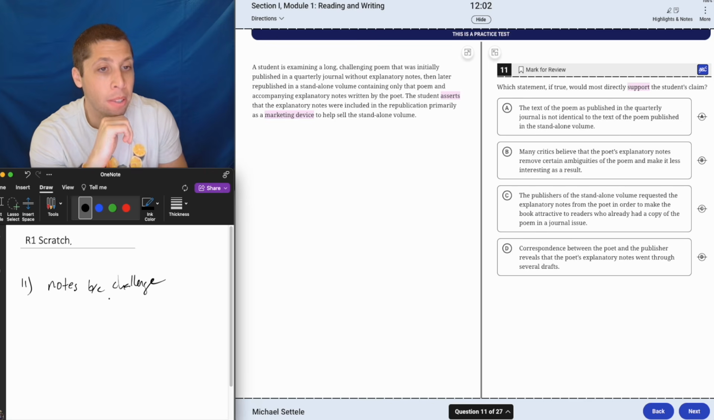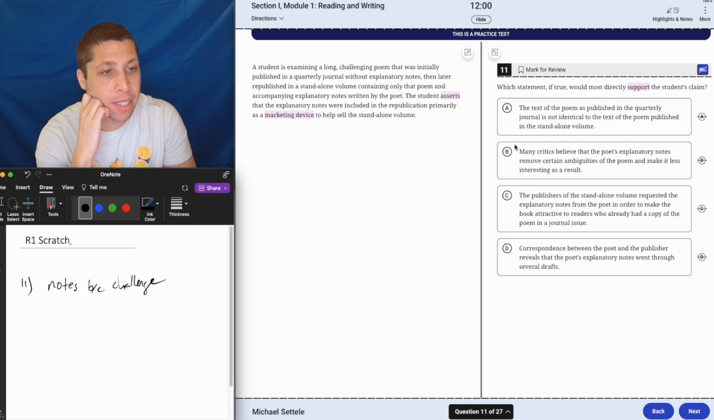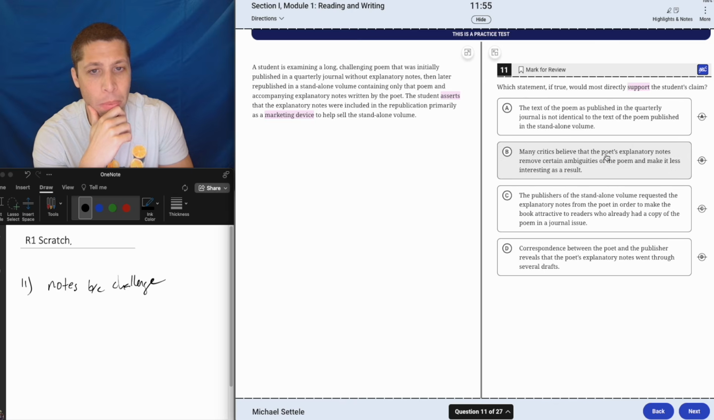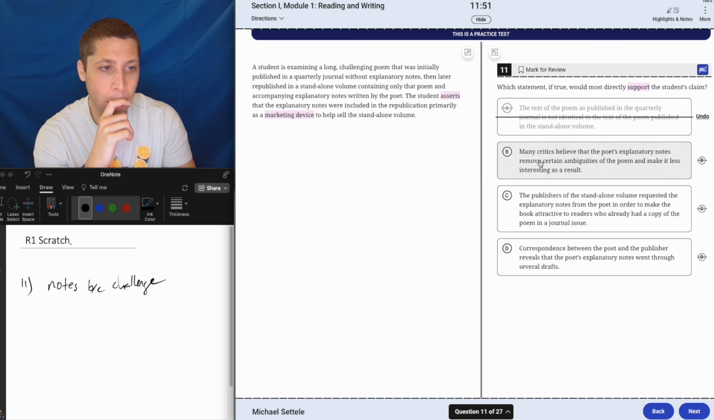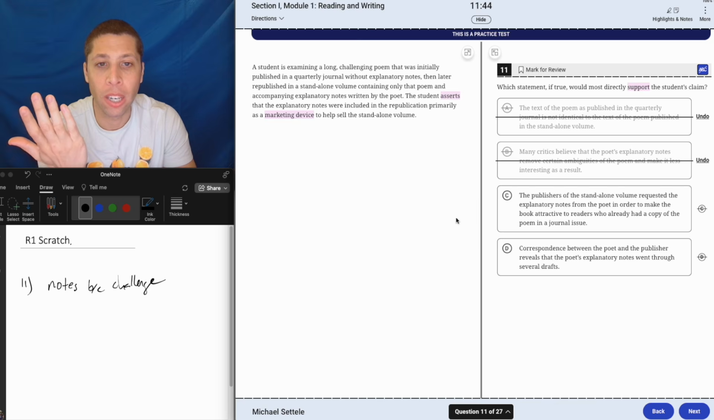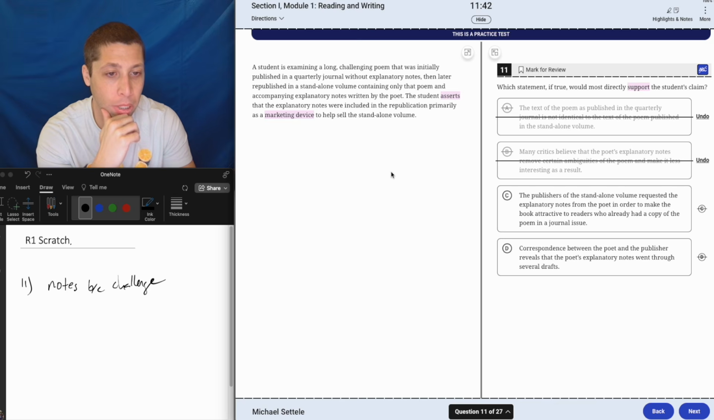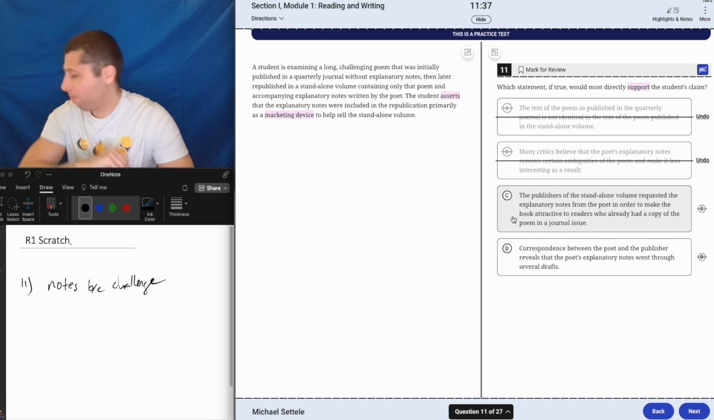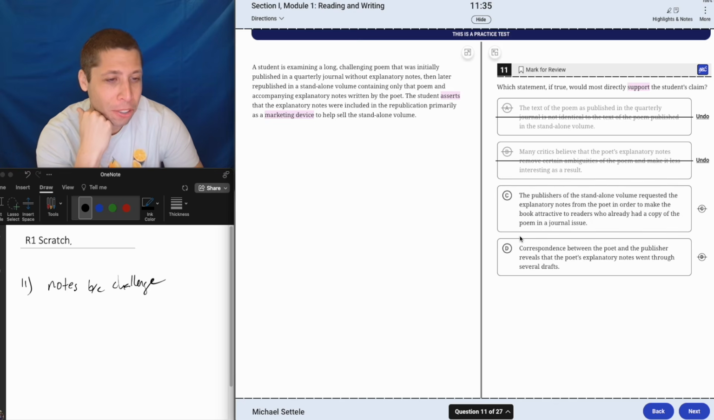Okay. The text of the poem published in the quarterly journal is not identical to the text of the poem published in the standalone. That has nothing to do with being a marketing device. Many critics believe that the poet's explanatory notes remove certain ambiguities of the poem, make it less interesting. No, if you're marketing something, you want to make it more interesting. So including the notes is good. The publishers of the standalone volume requested the explanatory notes from the poet in order to make the book attractive to readers who already had a copy of the poem in a journal issue.